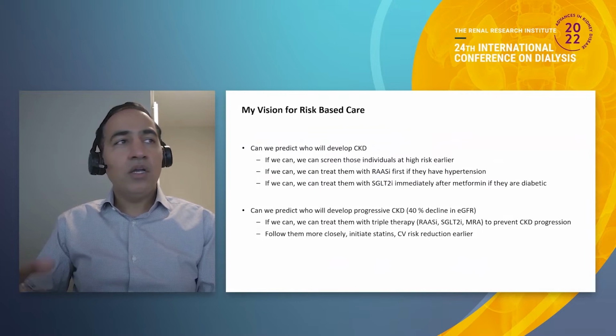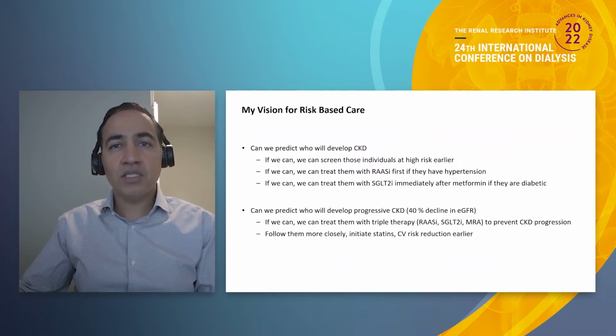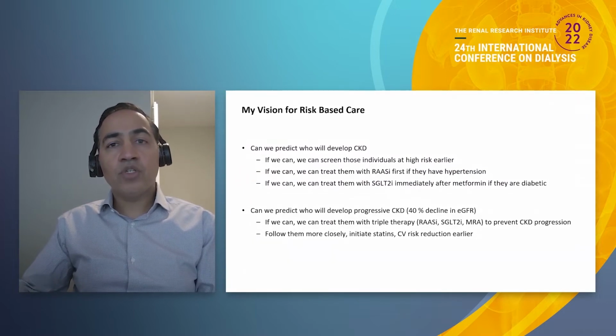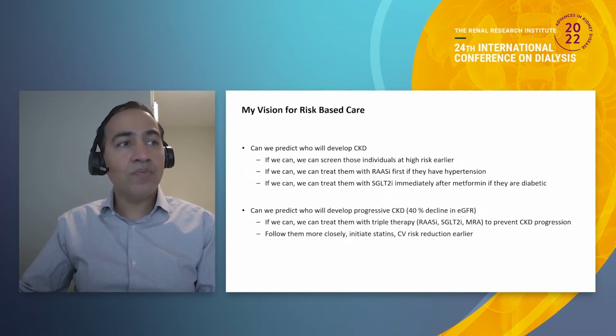Well, first, if you don't have kidney disease, can we predict who will develop CKD? And if we can, we should screen those individuals at high risk earlier. If you imagine people with hypertension and diabetes, we should screen them earlier if they're at high risk of developing kidney disease. And if they have hypertension and they're high risk, perhaps their first agent should be a RAS inhibitor and not a diuretic. And if they're diabetic, perhaps their first agent after metformin should be an SGLT2 inhibitor, maybe not a GLP-1 agonist or certainly not an SU.